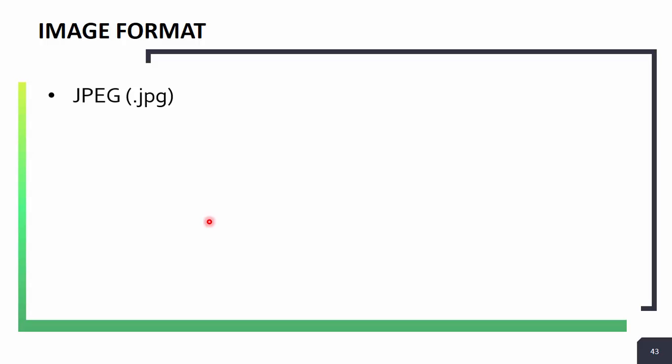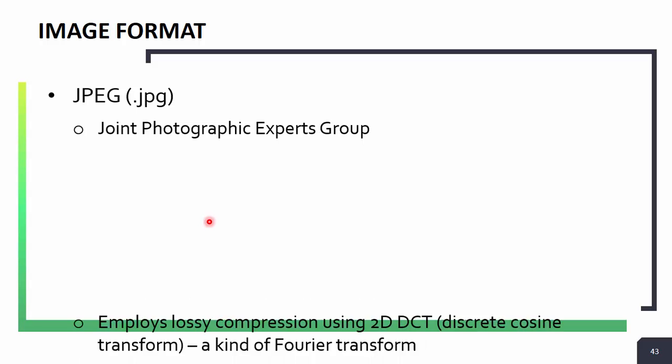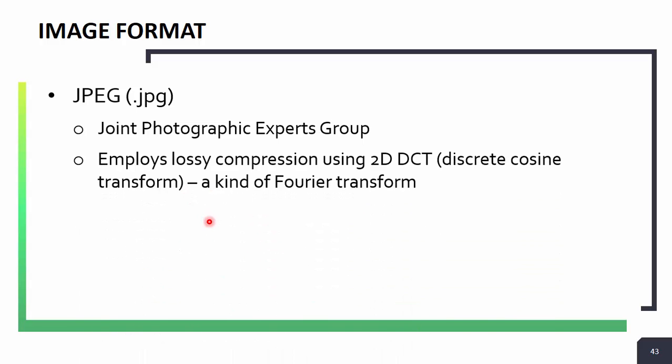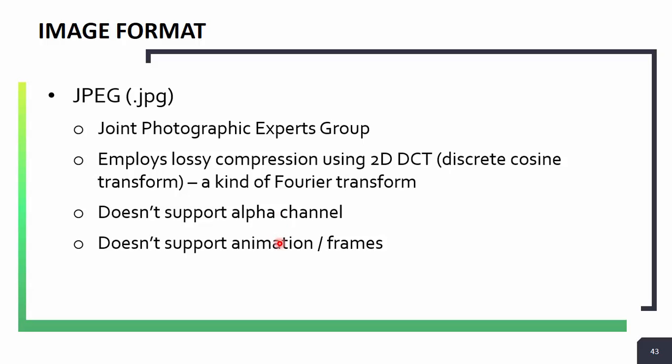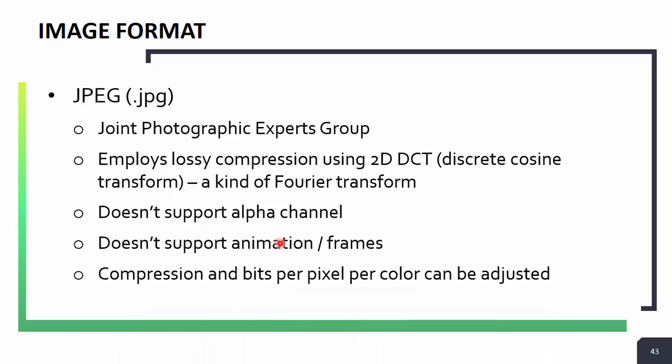First format, JPEG or JPG, stands for Joint Photographic Experts Group. It employs lossy compression using 2D DCT, or discrete cosine transform. It is a kind of Fourier transform. It doesn't support alpha channel. It doesn't support animation of frames. The compression and bits per pixel per channel can be adjusted.